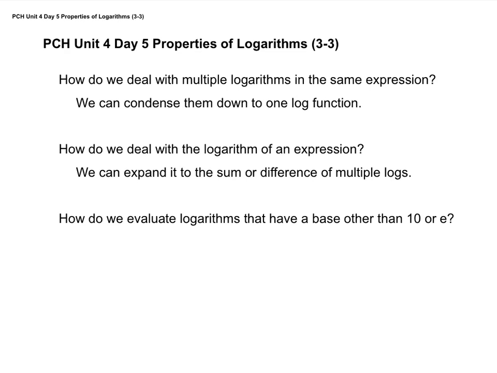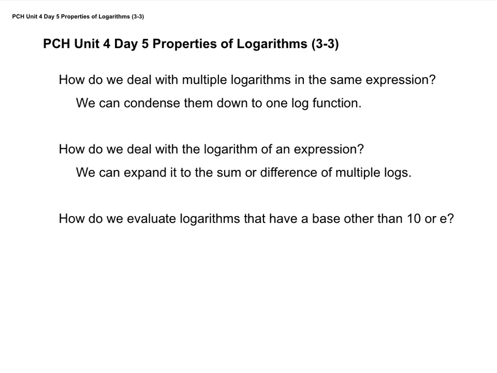Alright, so today we're going to have a short lesson answering basically 3 questions, okay? First of all, how do we deal with it when we've got multiple logarithms that have the same expression, really the same base? We can condense those down into just one logarithm, okay? How do we deal with the logarithm of an expression where you have multiple things inside one log? You can expand it so that it's a bunch of different logs.